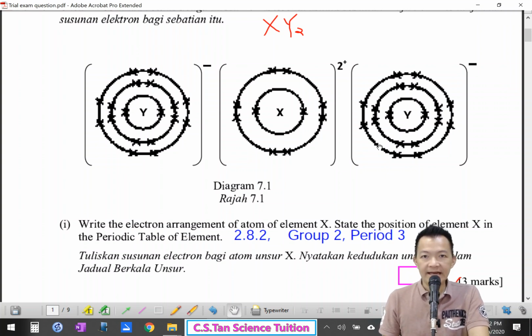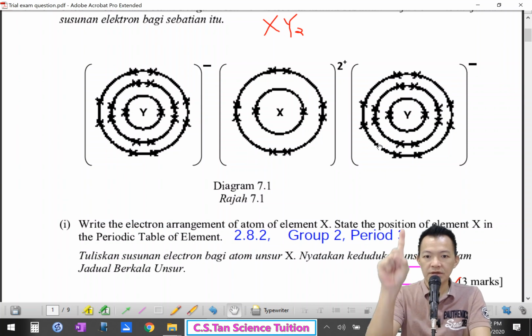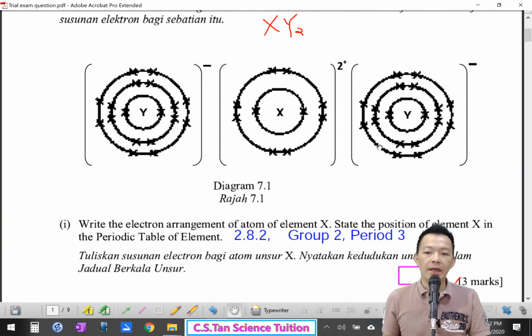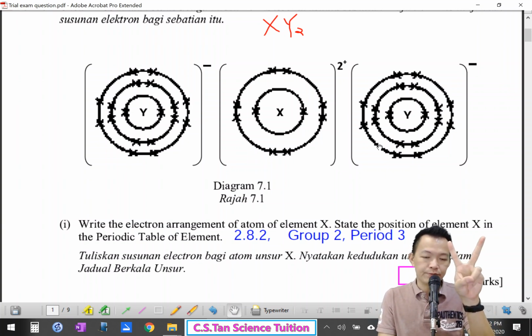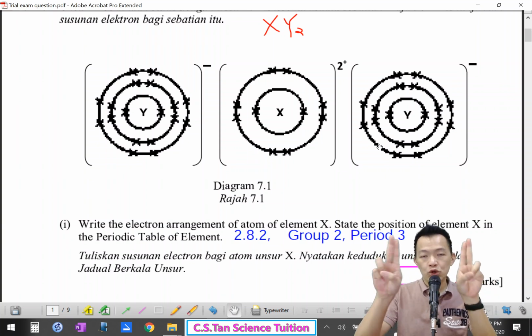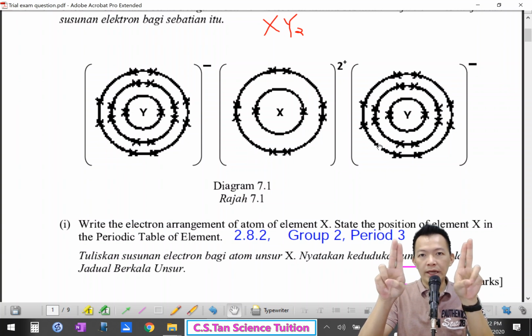So one atom of X donates its 2 valence electrons and finally becomes the stable octet electron arrangement, X2 positive. 2分。Okay, so 2 atoms of Y gain 1 electron each to become Y negative. And finally achieve the stable octet electron arrangement, and become the ion called Y negative. Okay, X2 positive and Y negative.